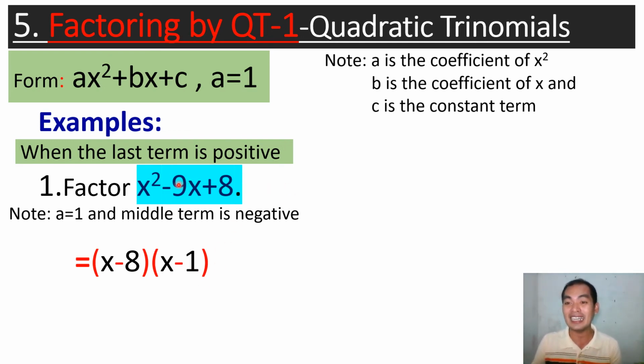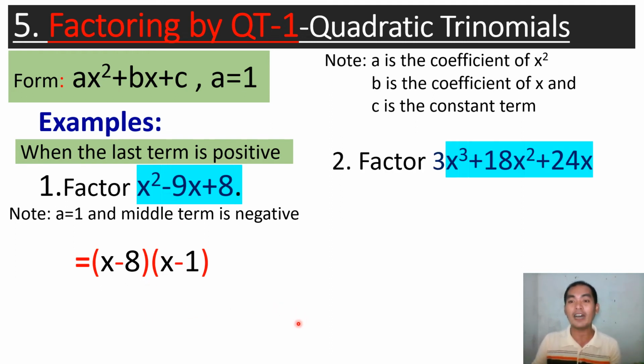Ang nasa gitna ina-add because we have the same sign ng factors. The same negative or the same positive. Pag ang middle term negative, parehong negative ang factors. Pag ang middle term ay positive, parehong positive ang factors. Tingnan natin sa pangalawang example.